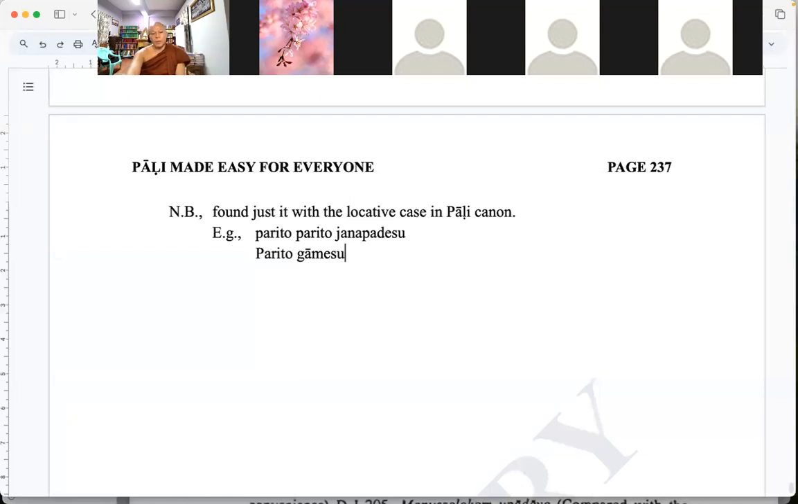So in this way, okay. So maybe round about the janapada. Janapada means in the district, maybe in the town or countryside, round about the countryside. Gama means round about villages. So in this way.